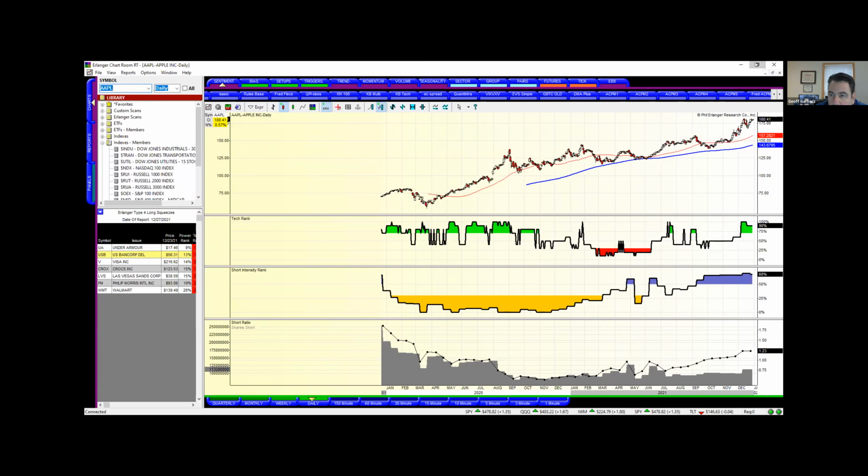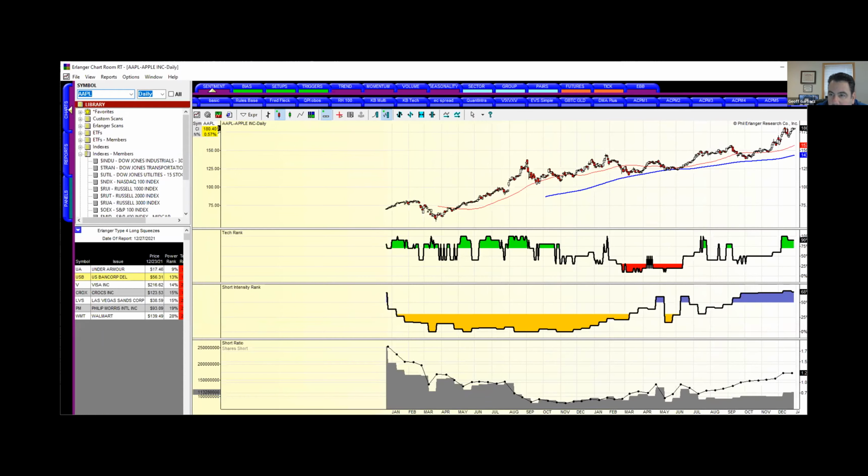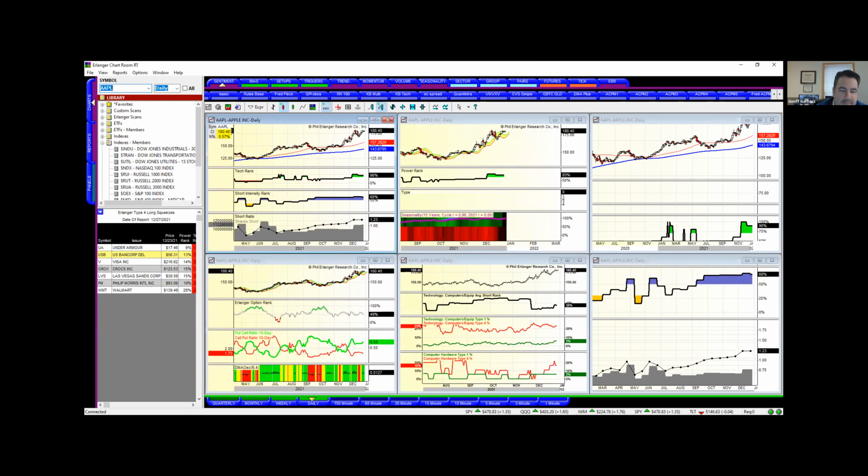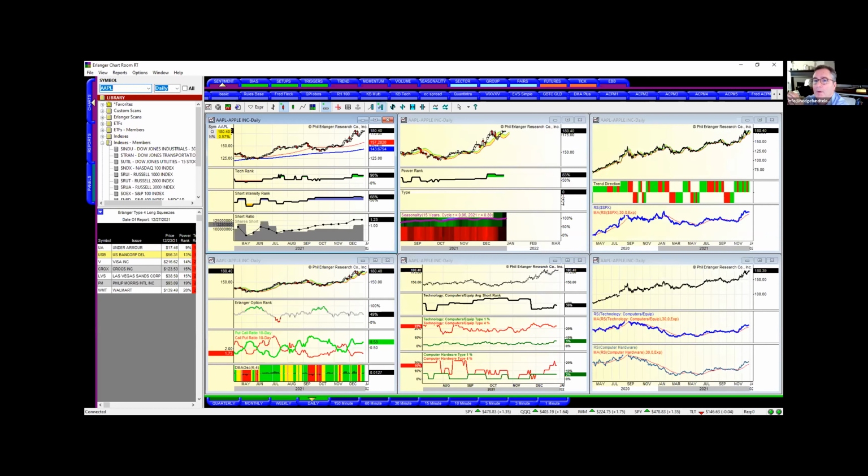Let's see. Oh, hang on. Figure this out. There we go. Okay. So there is some short selling on a relative basis for this stock, but it's still a low short ratio. And the option stuff is nowhere to be found. So I would like this as a short idea if all of a sudden we saw this come up.